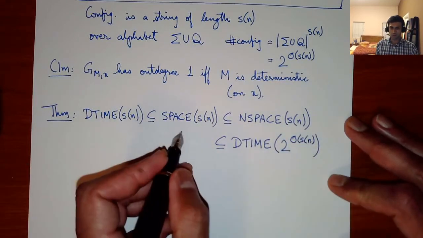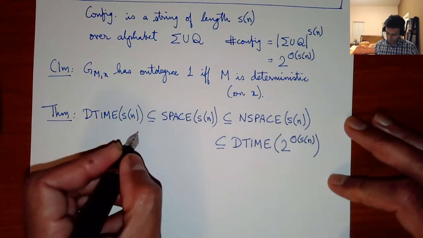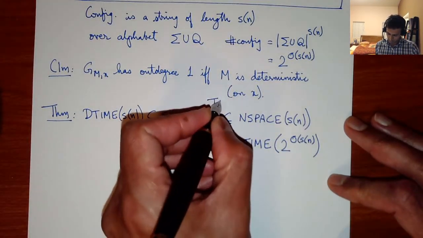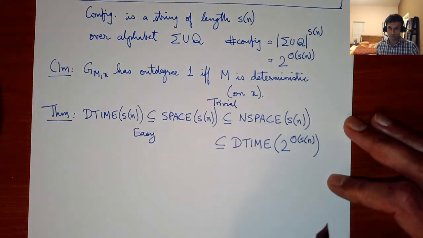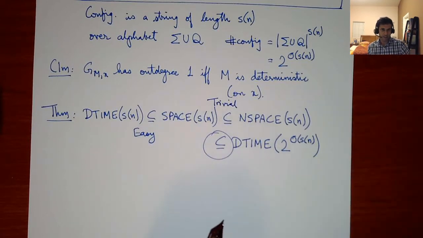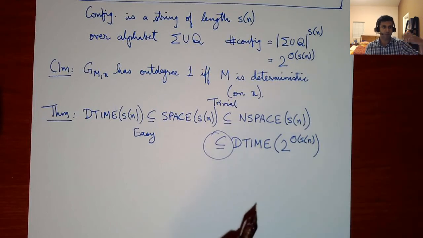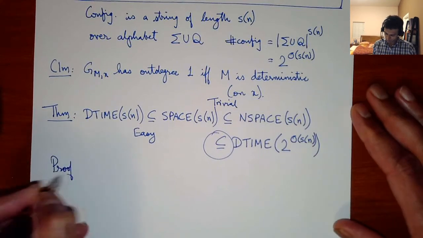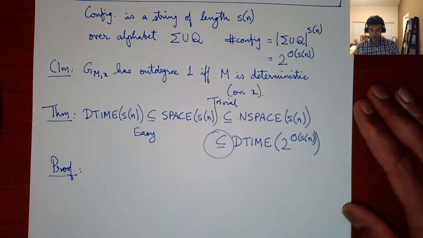Okay, so these are trivial. This is easy. This is trivial. This is the interesting one. What it says is that space S of n is contained in DTIME of an exponent, like by exponentiating. So 2 to the O of S of n. So what is the proof?